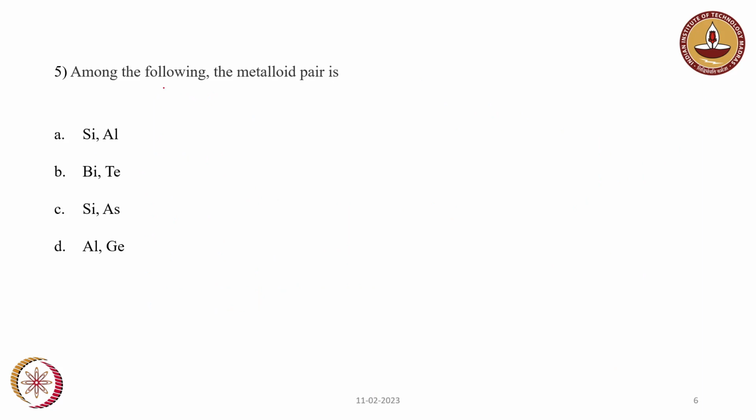Next question is, among the following, the metalloid pair is? Option A is silicon and aluminum, B is bismuth and tellurium, C is silicon and arsenic, and D is aluminum and germanium. For this we'll need to know again the periodic table and how the elements are arranged.